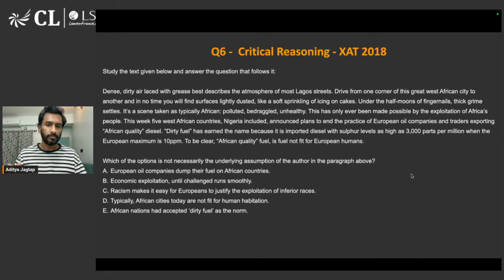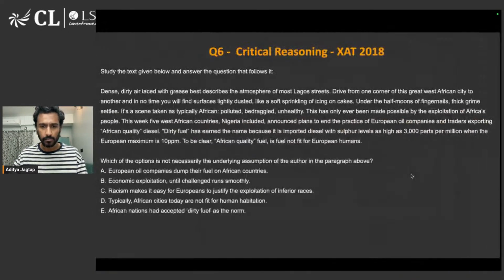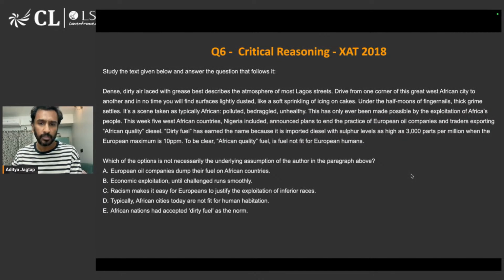There are 4 assumptions in this which are valid, and one would be an invalid assumption. We're looking for something which is not necessarily the underlying assumption. Again, a question that I chose specifically. For those of you who are just joining the session, please go back to what I've said in the last few minutes about assumptions. This is very important for you to get better at the question type. So we'll go through the passage first.